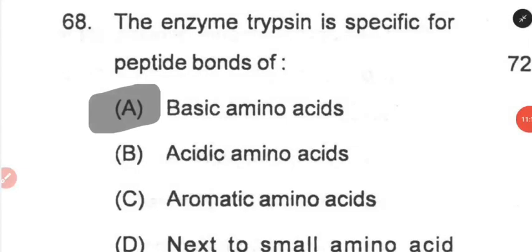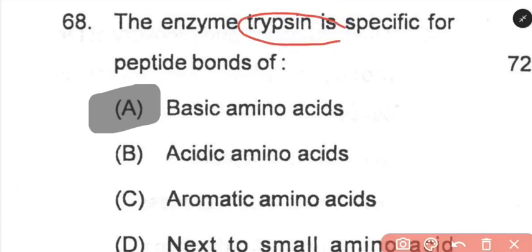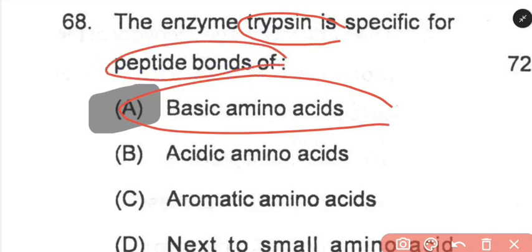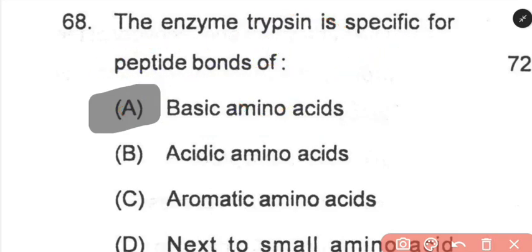Next question. The enzyme trypsin is specific for peptide bonds of basic amino acids. The trypsin enzyme is used to break peptide bonds of basic amino acids.